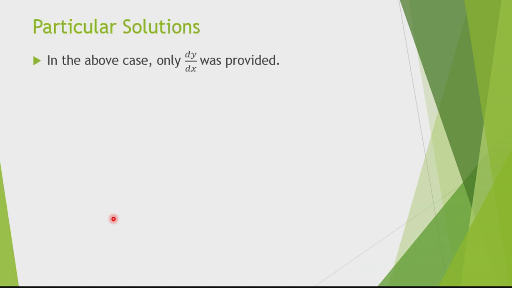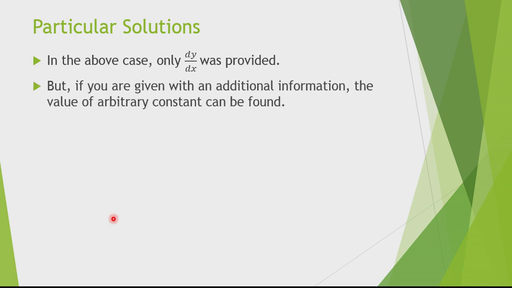In the previous answer we got a general solution, but most of the time we need a particular solution, a certain solution for a given differential equation. We can do it in this particular order. They will give you dy by dx equal to what, the differential function. As well, they will give some additional information. That additional information will be helpful to find out the value of the arbitrary constant c.